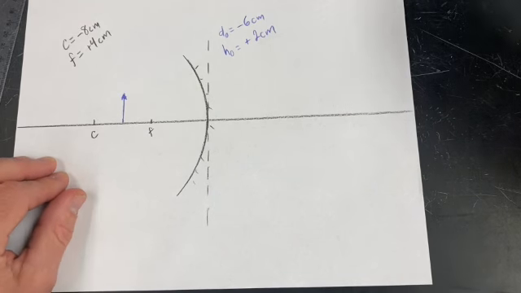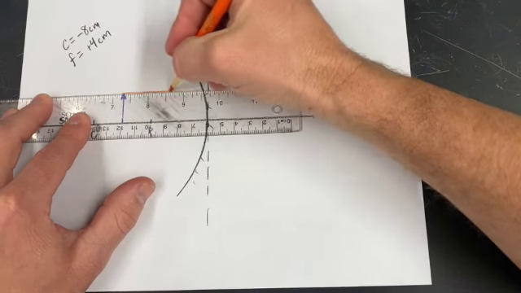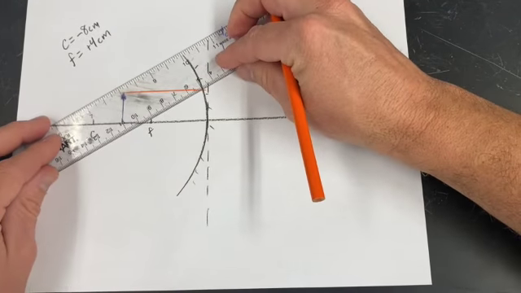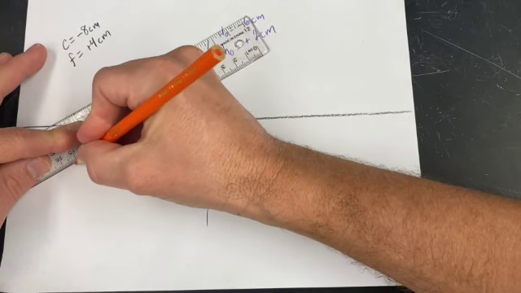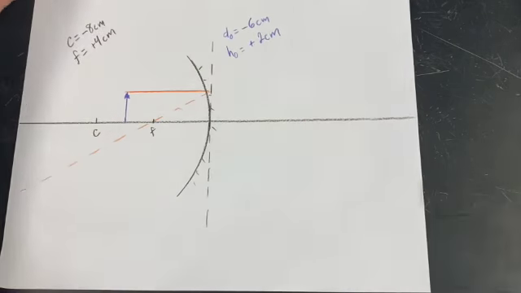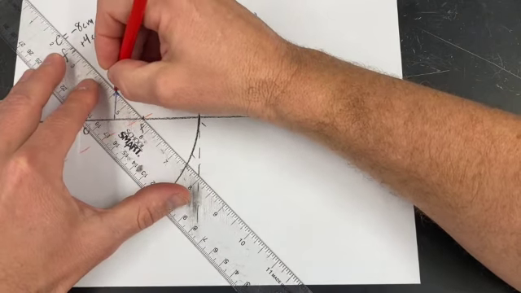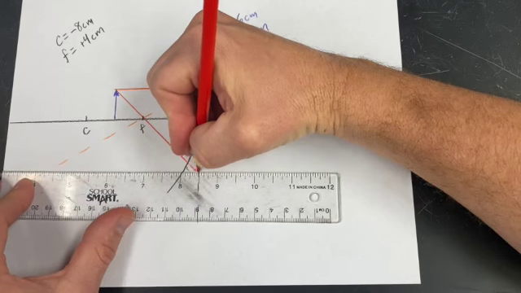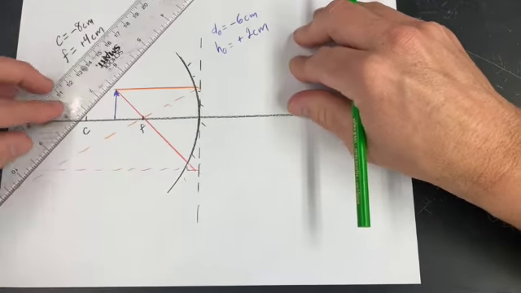So we'll go through our process once again, where we have a light ray from the tip coming in parallel, therefore it reflects through the focus. We'll do that dotted line. Okay, we'll go ahead and go through the focus and then reflect out parallel. And then our final one through the center of curvature.